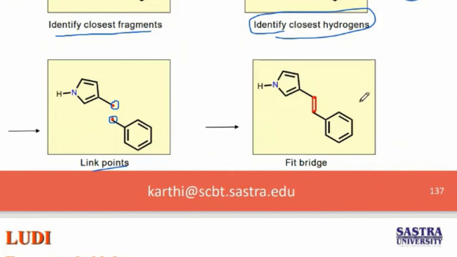Now the database search. The algorithm searches another database called the bridge link database. The link database has some small fragments or small functional groups like alkane, alkene, alkyne. It tries to find out the distance between the two link points, and which of the linkers present in the link database is suitable for making the connection between those link points. That will be chosen as the linker, and it will be used for connecting the two link points. That process is called bridging or fit bridge. Is that understandable?